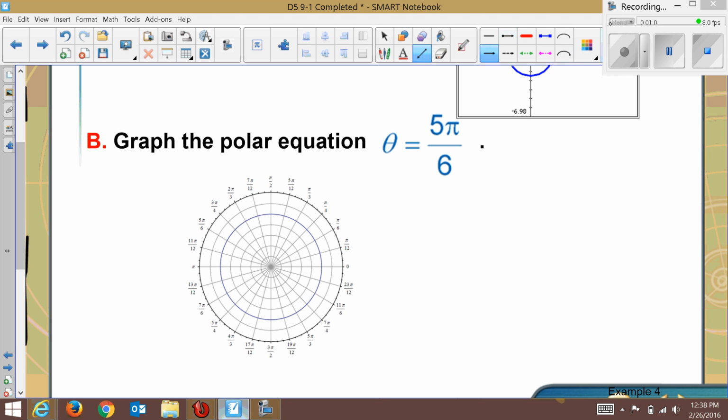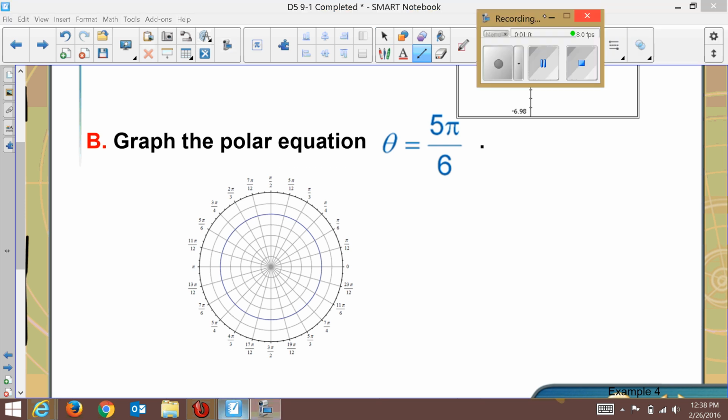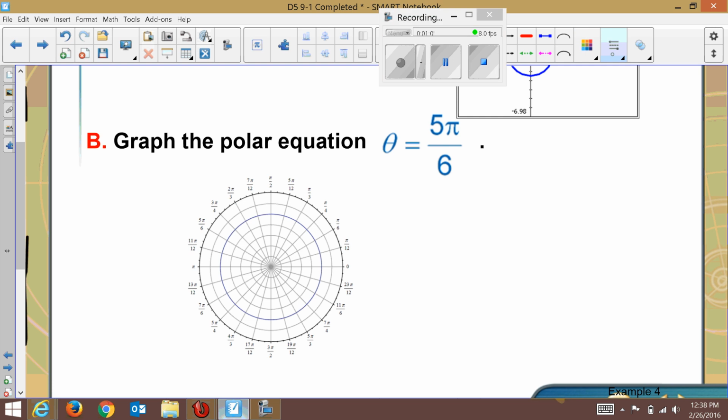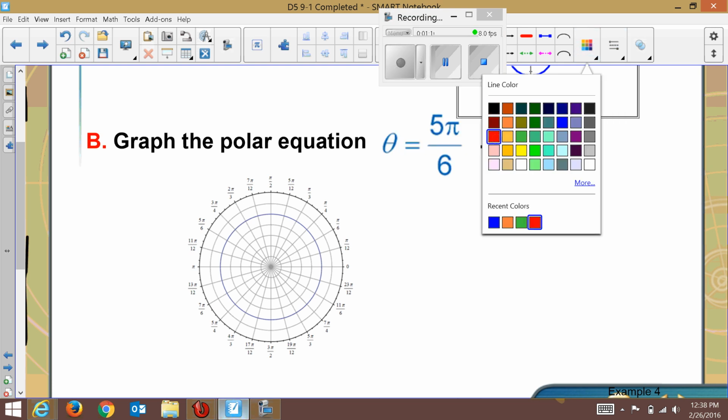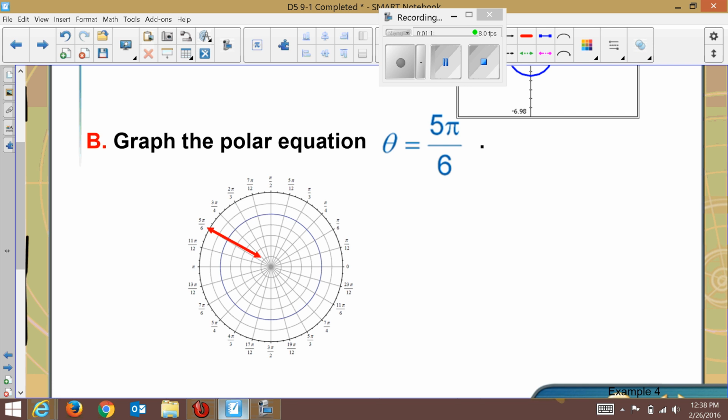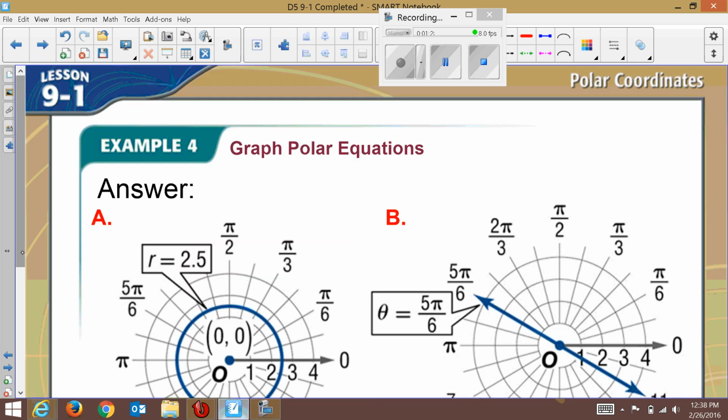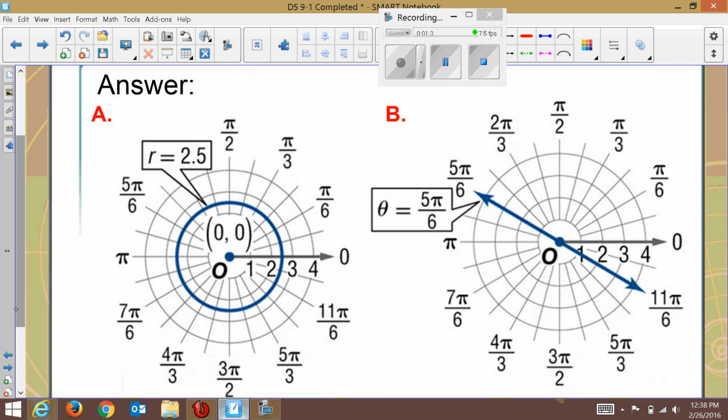What this will look like is a line that's pointed in both directions. So I need to give it an arrow in both ways, and it goes to the line 5 pi over 6. So I find 5 pi over 6, which is located right here. And now I'd take a straight line all the way across to this side. This would be the graph of that equation. Here's a picture of the two together. That's how you do that.